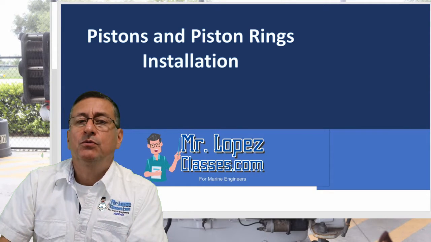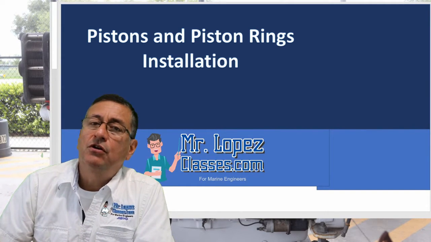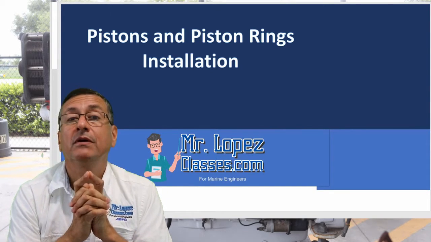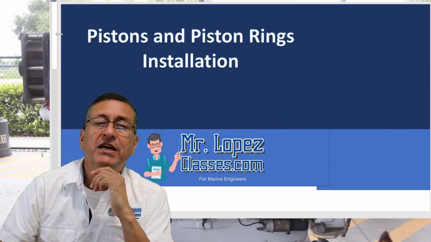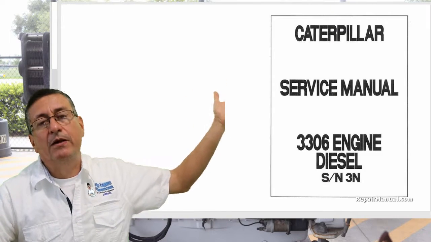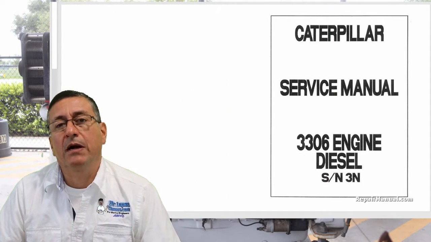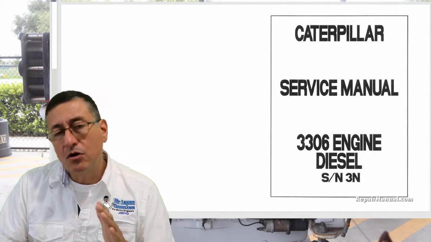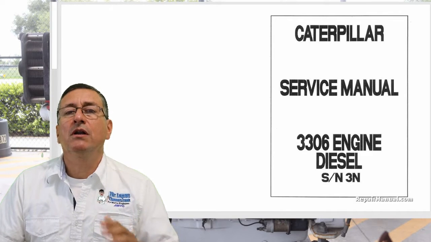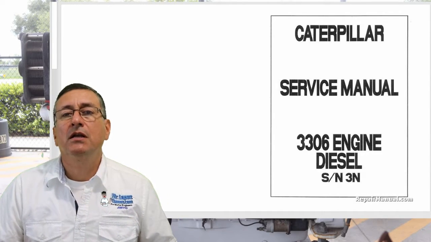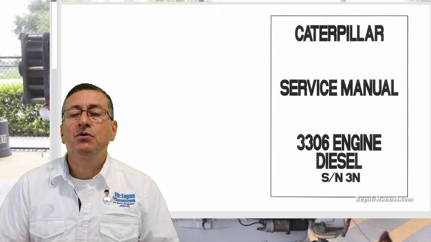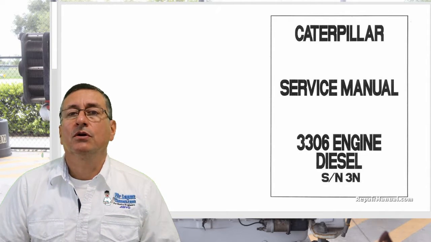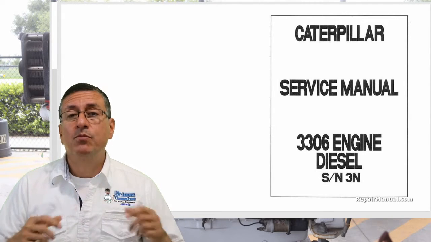Okay, my friends, we are going to start with the installation of the piston and the piston rings. Once again, what is the first step? Yes, my friends, check if you have the service manual. The service manual is the most important part. Check that you have exactly the service manual according with the series, with the model of the engine, the family engine. Be 100% sure that this is exactly the manual that you need.